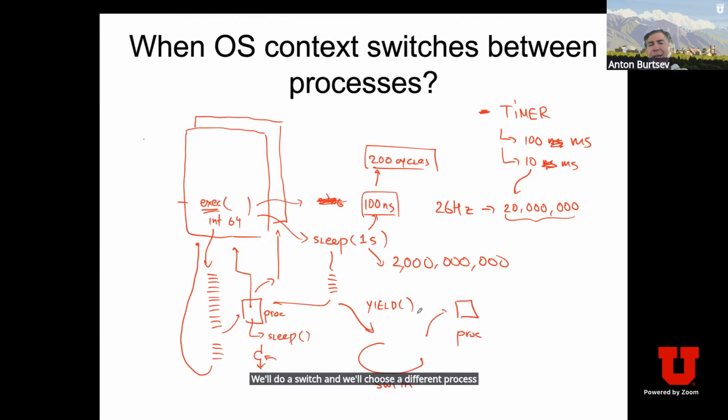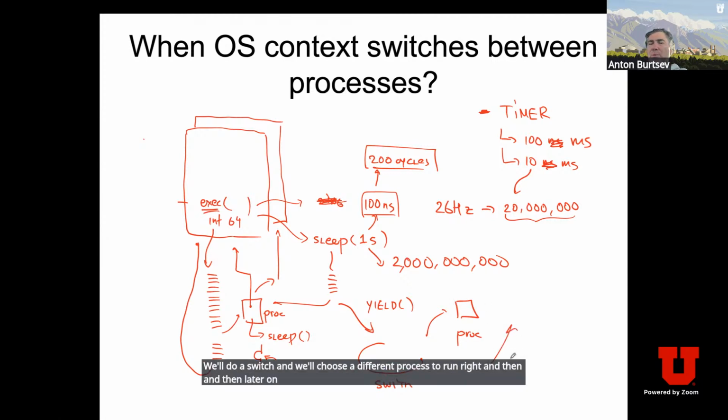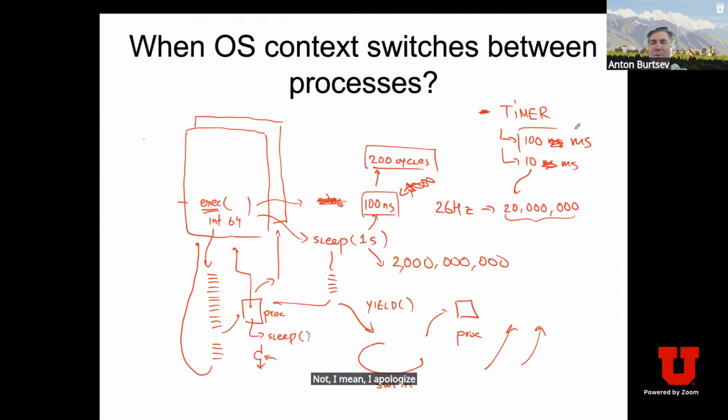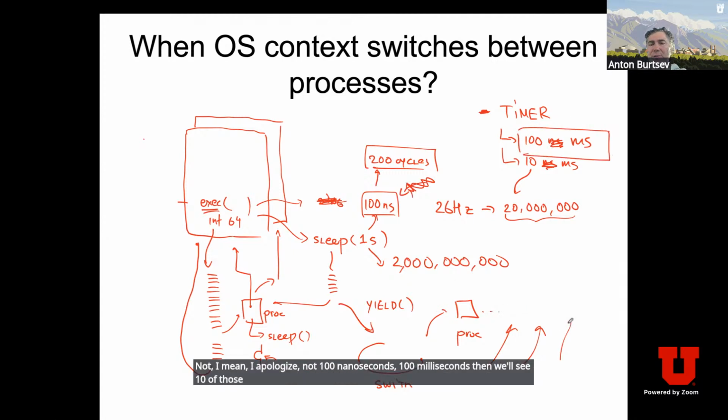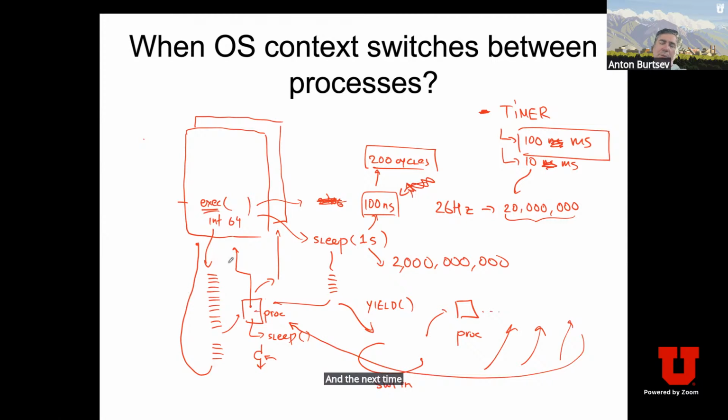And then later on, the timer interrupt will be coming many, many times, because if we're interrupted every 100 milliseconds, I apologize, not nanoseconds, then we'll see 10 of those timer interrupts. On the tenth one, this process will be ready to run, and then we will switch back to this process, or at least we will put it into the ready queue. And the next time it gets a chance to run, it will run, right?